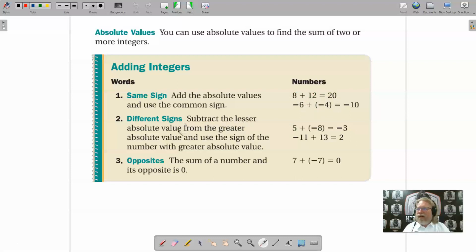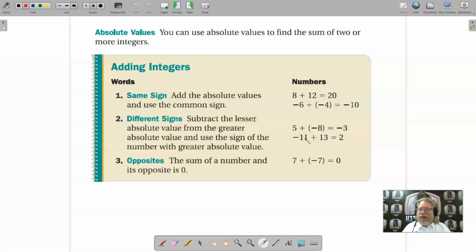So subtract the lesser absolute value from the greater absolute value and use the sign of the number with the greater absolute value. So let's see how that works out. 5 and negative 8. So they're opposite signs. They're different signs. And the absolute value of 8 is 8 and the absolute value of 5 is 5. So we're going to subtract 5 from 8 and get 3. And of these two numbers, negative 8 has the greatest absolute value, so we're going to make the sign match up with it.